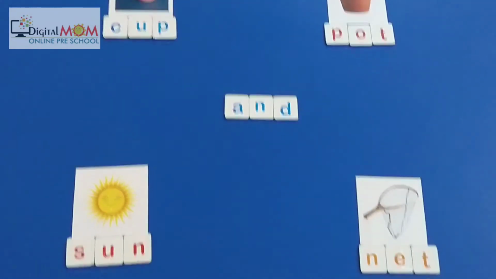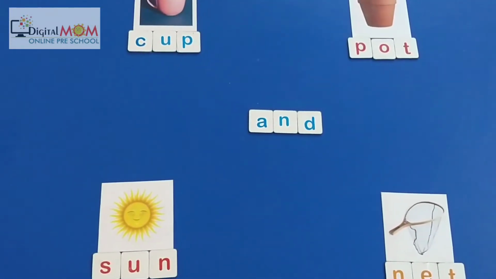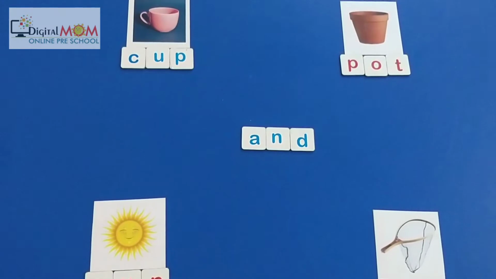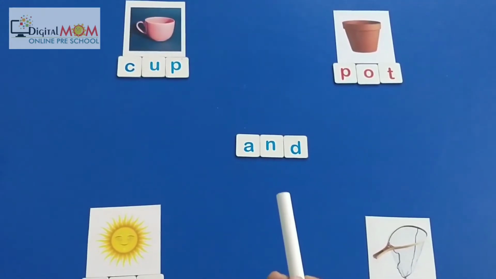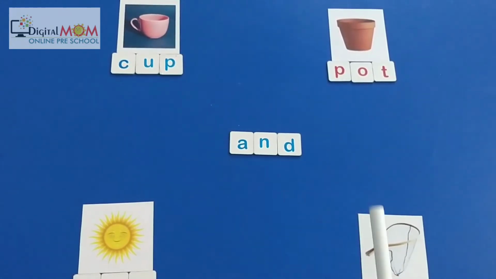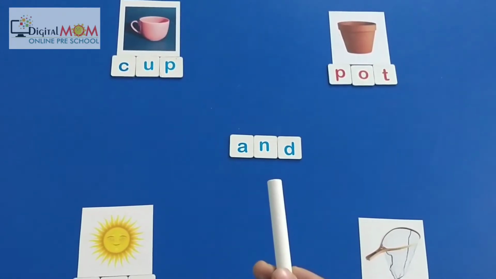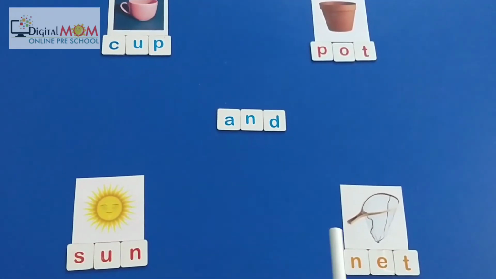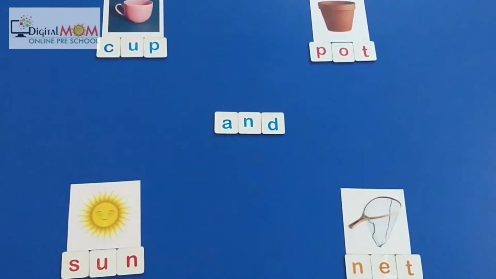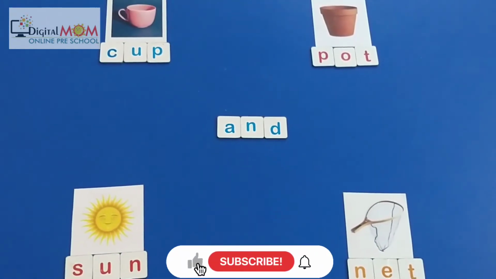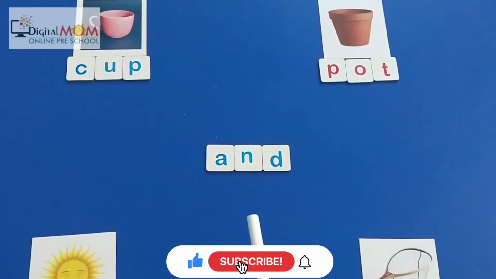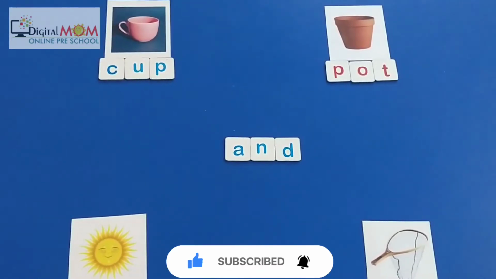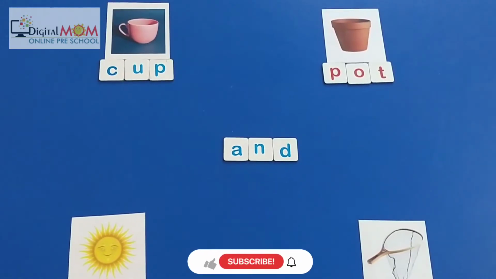Now I hope it is clear to you where to use "and". When you have to join two words or two sentences, you will use "and" in between. Like in this picture, you can see "and" is in between all these objects. So we can say sun and net, cup and pot. Now, to do the friendship of words and sentences, always use "and". This is all about the use of "and". Keep watching videos to be a smart digital kid.